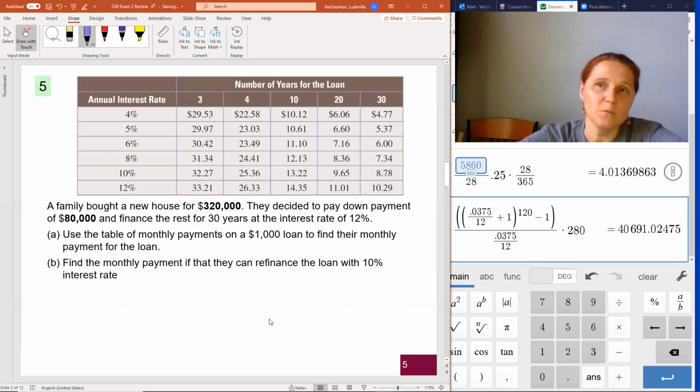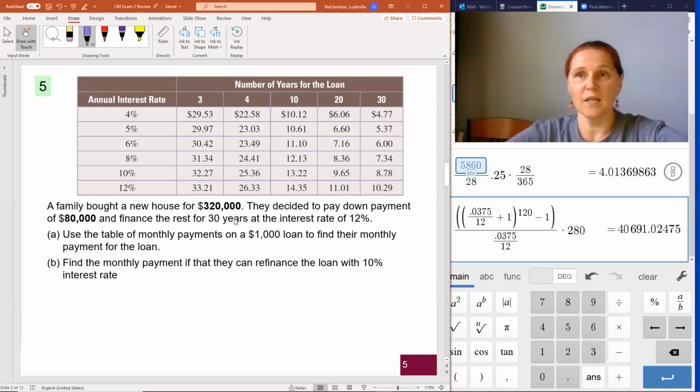Amortized loan problem made with a table. So please learn how to do it with a table. On the written homework, you have done it with a formula. It gives a little bit different answer, especially when you use the strange formula. So a family bought a new house for $320,000. They decided to pay a down payment of $80,000 and finance the rest for 30 years at the interest rate of 12%. First, let us find what is the amount of the loan.